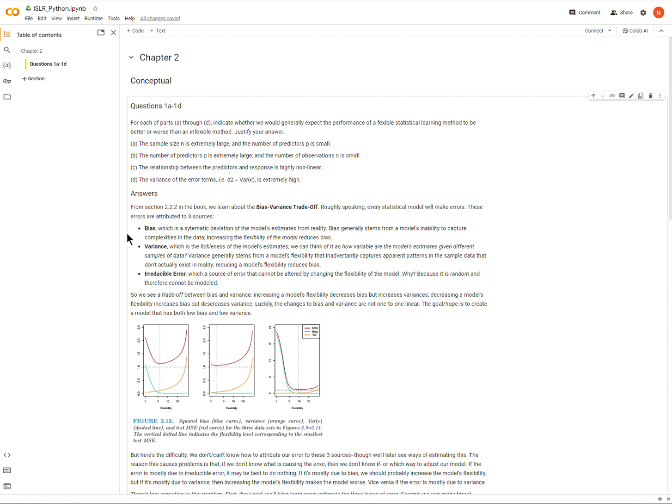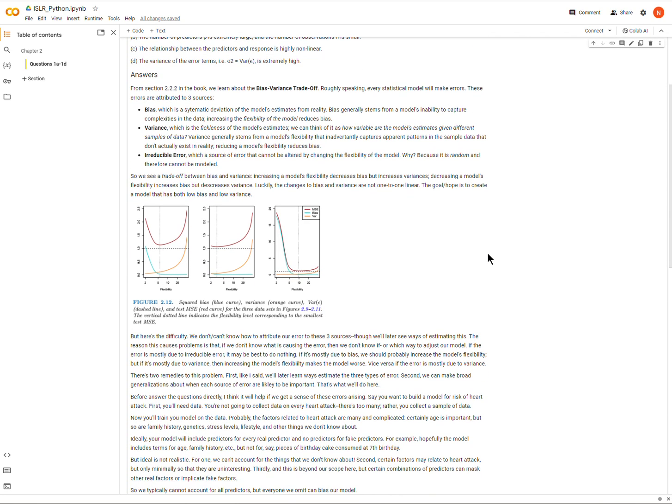So what are these? Bias is a systematic deviation away from reality. The model is predicting things, and it's always wrong in the same way. Variance, I think about as being the fickleness of a model's estimates. So what does this mean?